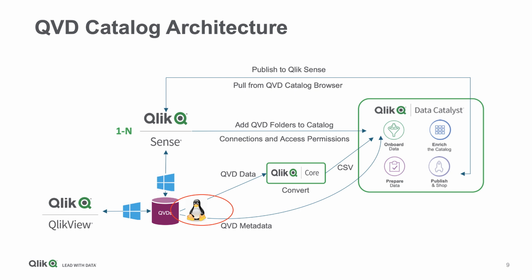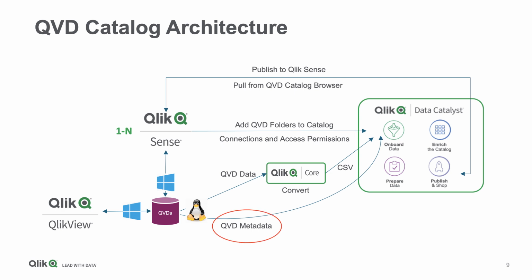But that said, Qlik Data Catalyst is running in Linux, and the way this works is we will go through QlikSense. Qlik Data Catalyst makes an API call to QlikSense. Through QlikSense, in the data connections, we're going to add QVD folders to catalog. So you've got data connections set up that are mapped to certain QVD folders, and those are going to be tagged to be cataloged. And we're also going to pull the connections and the access permissions as defined from there.